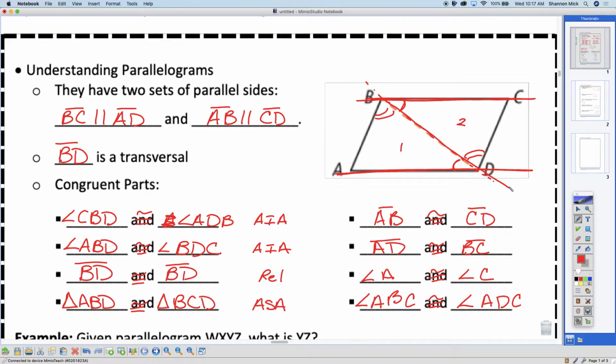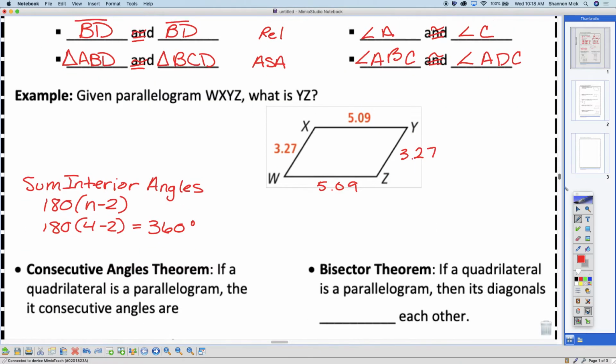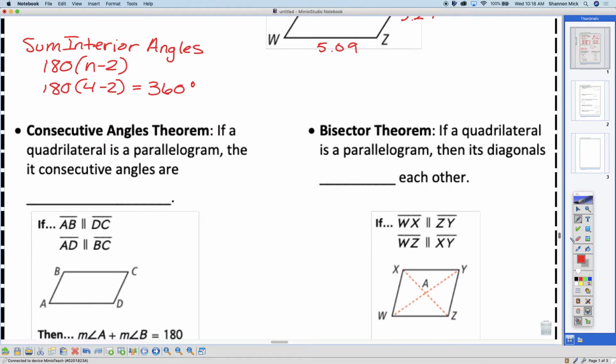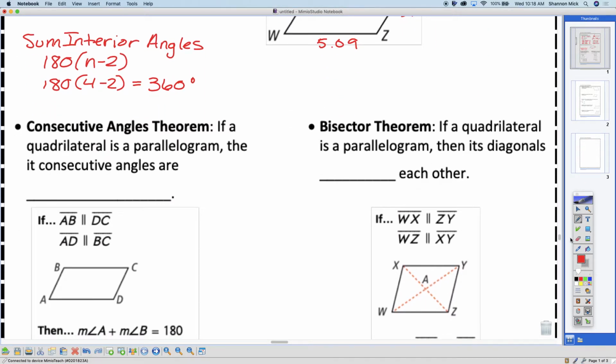What do I know about same side interior angles? They add up to 180. Is this also a transversal? Yes. So what would this angle and this angle equal? 180. What is that word when things equal 180? Supplementary.